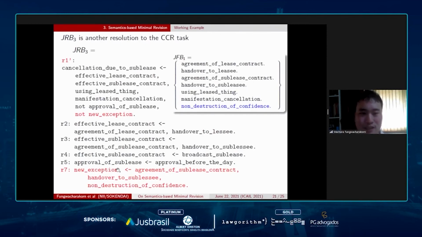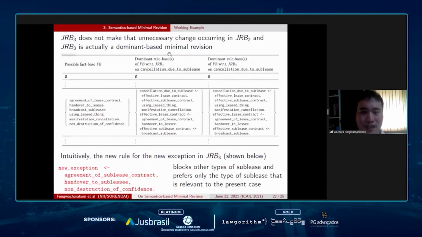that instead we have the new rule of exception that derives from these 3 conditions. So when we compile this kind of rule base and fact base and execute this dominant rule base, we get that the dominant rule base of this JRBT does not make unnecessary change occurring in JRB2. JRBT is actually a dominant base minimal revision.